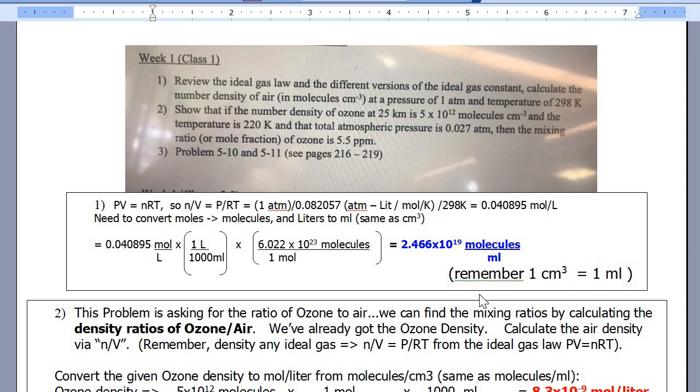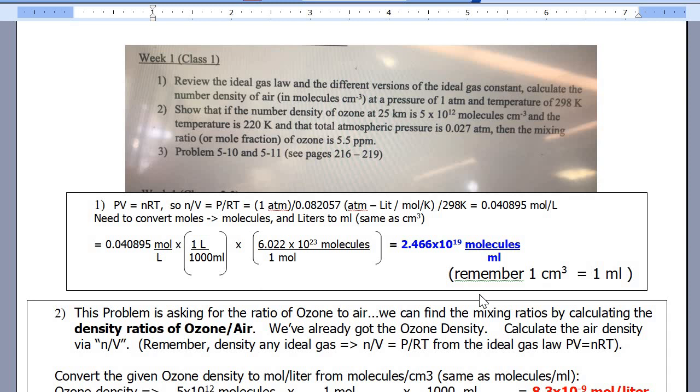All right, honey, let's go over these two problems. The first one is asking to review the ideal gas law and the different versions of the gas constant, and to calculate the air density at 1 atmosphere pressure and a temperature of 298 K.